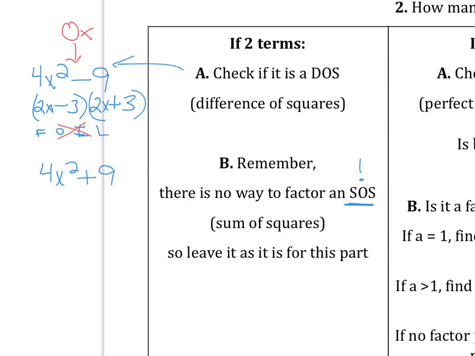So if we get something like that, or even something more simple, just like m squared plus 16, okay? If it is a perfect square on the front and on the back, but we have this really bad plus in the middle, it is not factorable. So that's two terms.